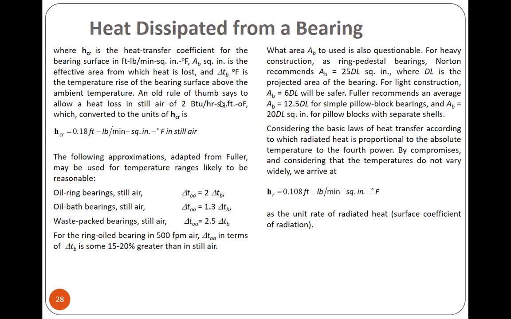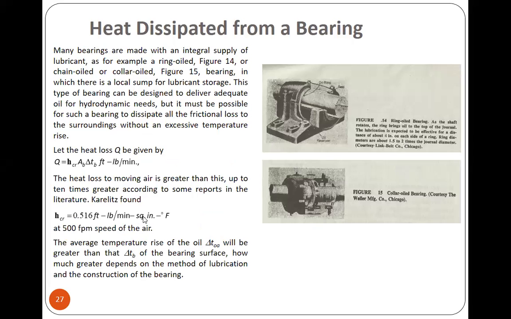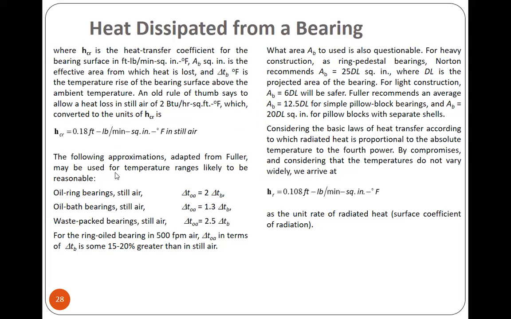So an old rule of thumb says to allow a heat loss in the still air of 2 BTU per hour square foot degrees Fahrenheit, which converts to the units of H sub CR as 0.18 foot-pounds per minute square inch in the still air. So hindi lumalangin kung hindi tubig. Pag maparos, yung isa, 0.56. So yun ang pagkaiba nitong H sub CR. Diba? Kaya reviewhin nyo. So the following approximation adapted from Fuller may be used for temperature ranges likely to be reasonable.